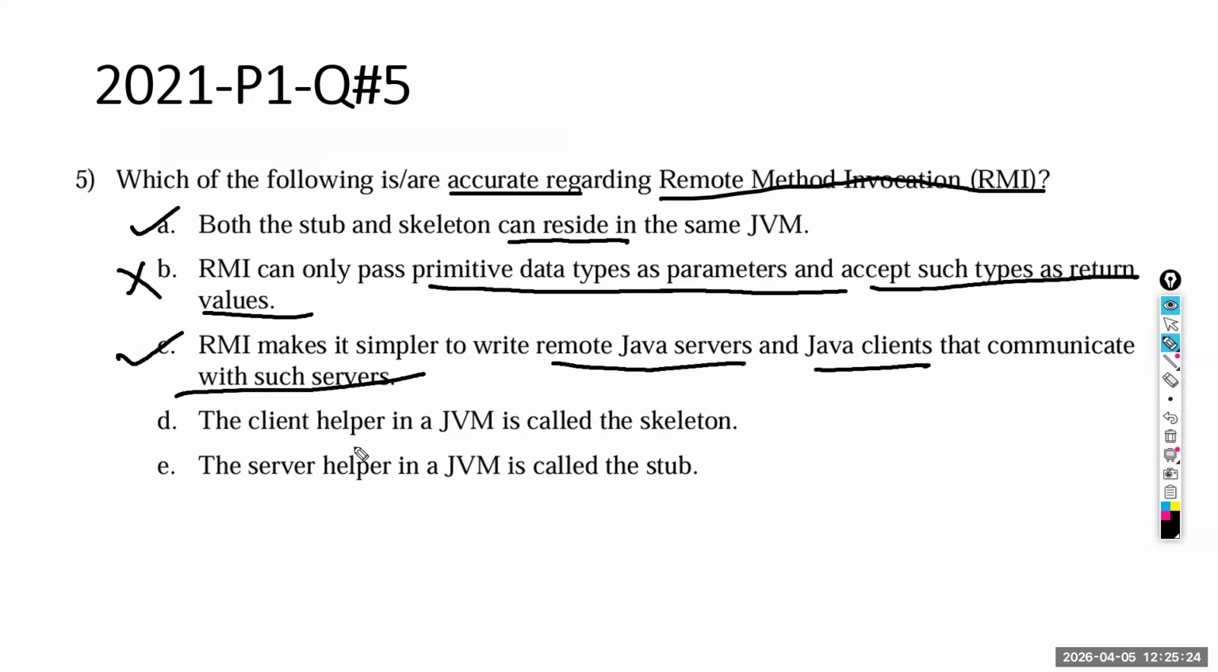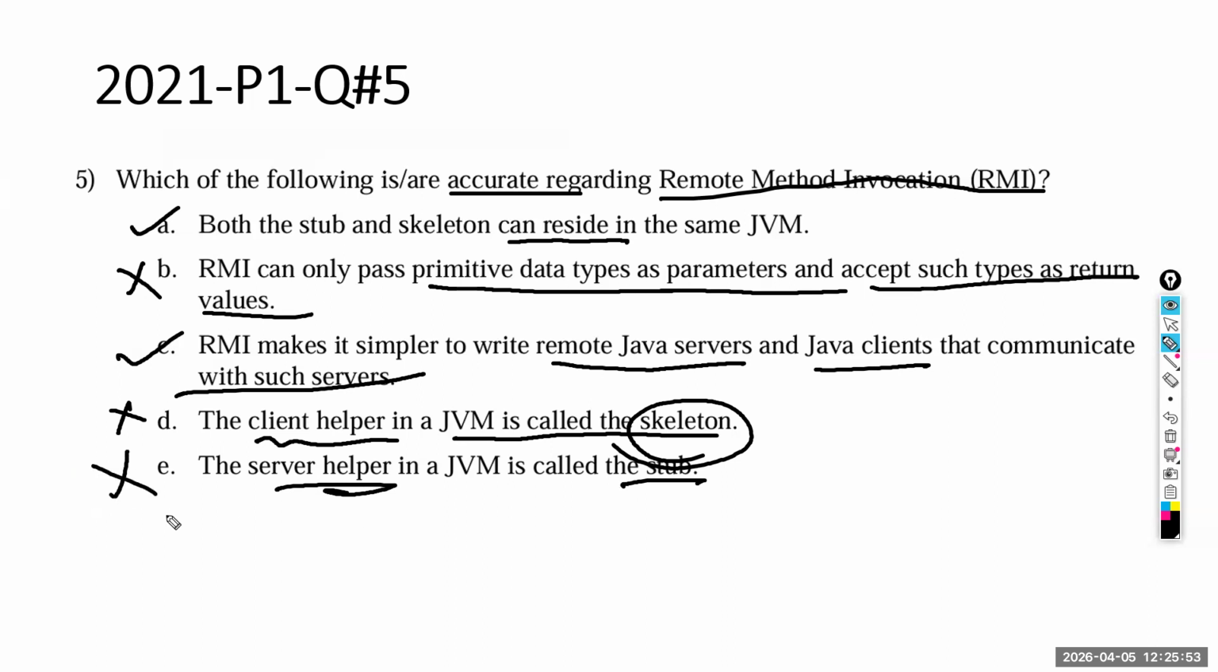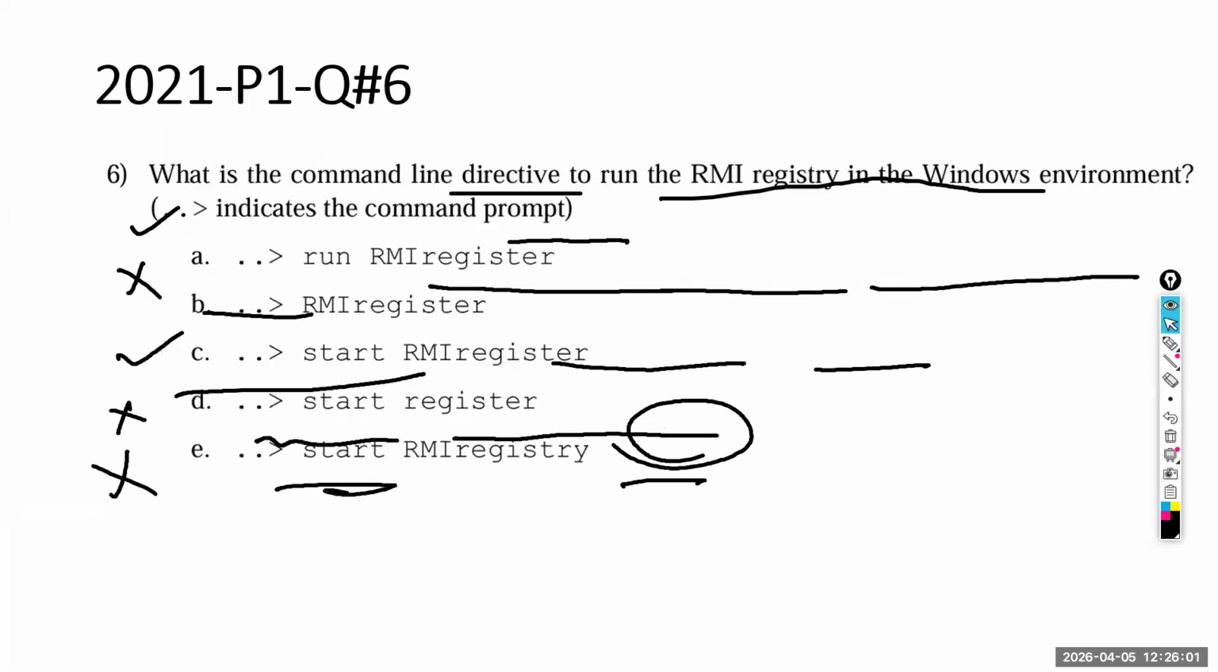The client helper in a JVM is called skeleton. No, that is called stub. Skeleton is server, right? Sometimes the skeleton is also called client. That's a different story, but the word skeleton is for server. The server helper in a JVM is called the stub. No, the server helper is the skeleton, right? Skeleton. So the answer must be A and C. Yes, A and C. Right.